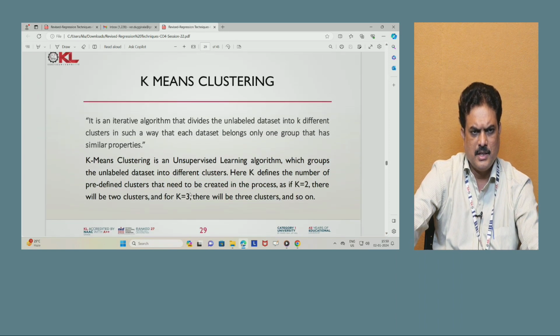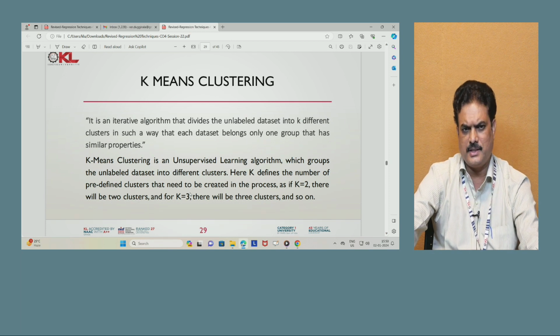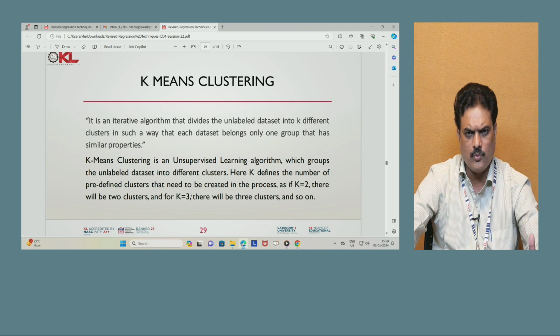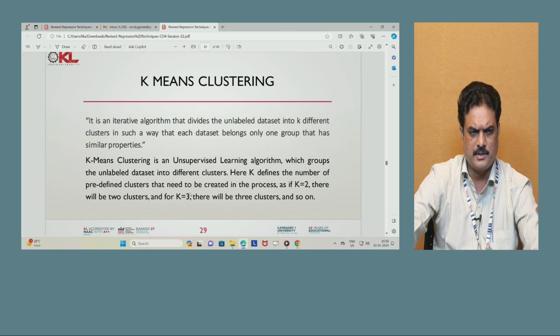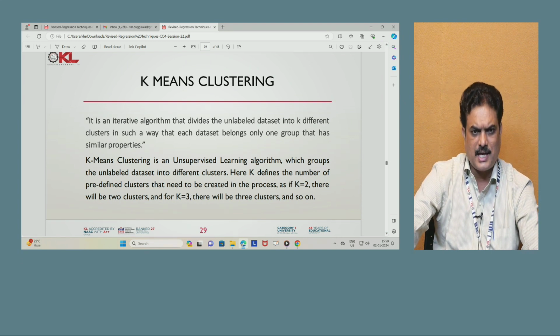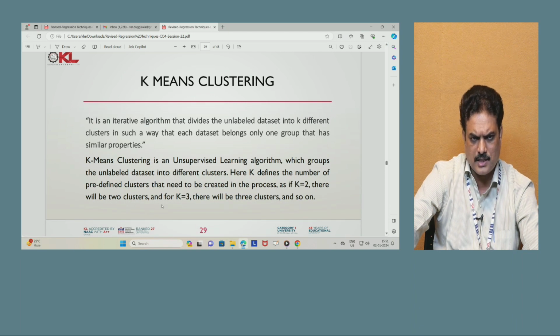The k-means clustering. It is an iterative algorithm that divides the unlabeled data set into k different clusters in such a way that each data point belongs to only one group that has similar properties. The k-means clustering is an unsupervised learning algorithm which groups the unlabeled data set into different clusters. Here k defines the number of predefined clusters that need to be created in the process. If k is equal to 2, there will be 2 clusters, and for k equal to 3 there will be 3 clusters, and so on.